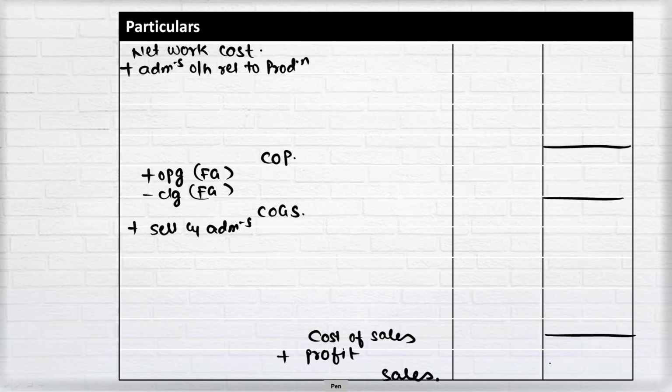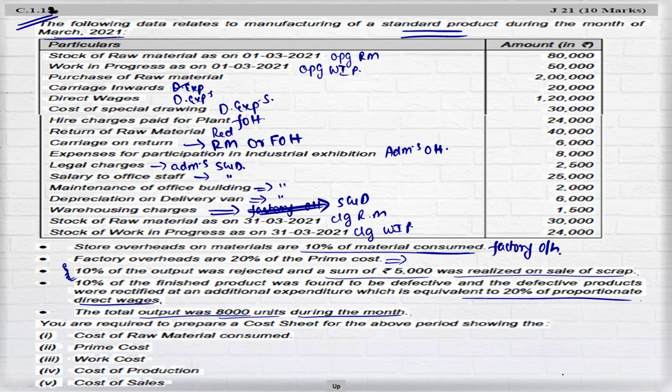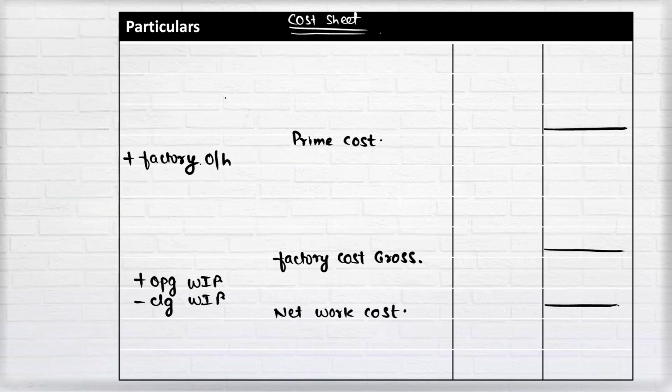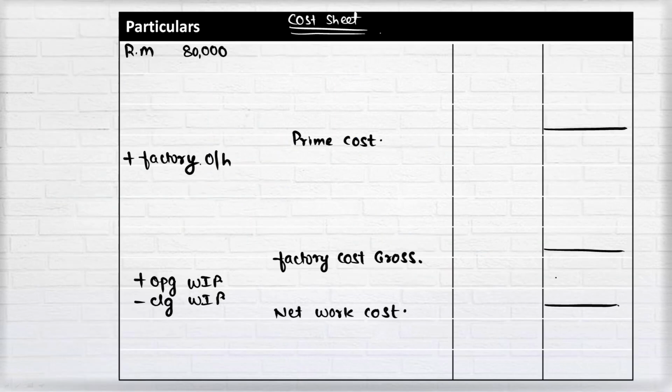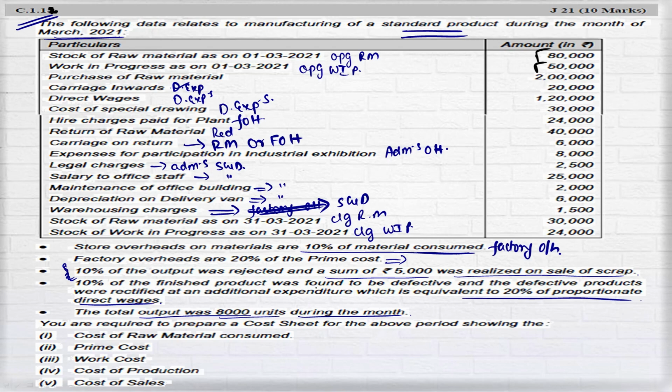Now in previous question, similar type of question, I had one problem. I had to do one by one, right? Here I can take question one by one and just put in the figures in my cost sheet. Opening stock of raw material is 80,000. So I'll be going one by one. Raw material, opening plus purchase minus closing. Opening is 80,000. I can tick mark that. Work in progress, opening 50,000. Opening WIP 50,000. So my answer will go somewhat fast.